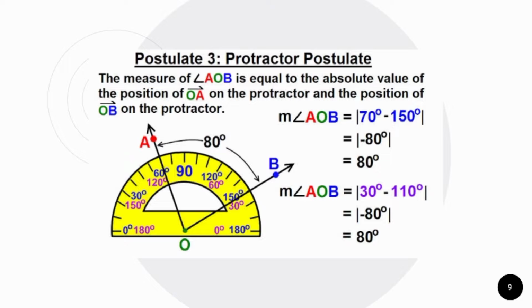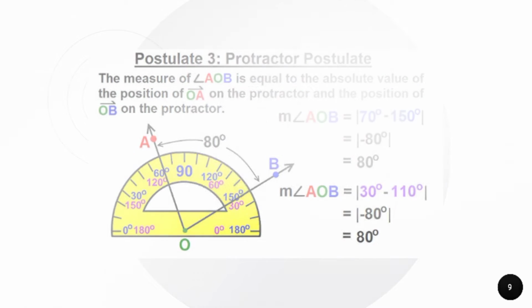We have also the measure of angle AOB running in the counterclockwise direction. The value of our ray OA is 30 degrees minus the value of our ray OB, which is 150 degrees. Calculating the difference, it results in the absolute value of negative 80 degrees, which is 80 degrees.